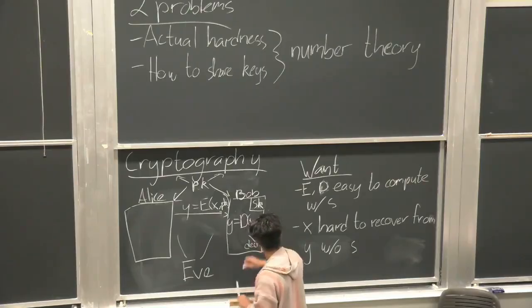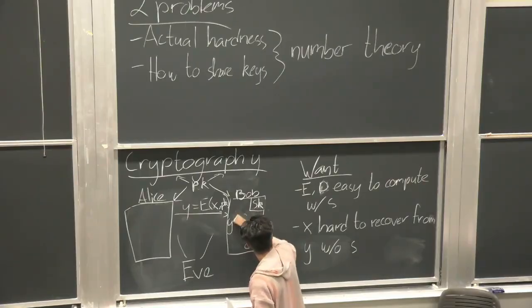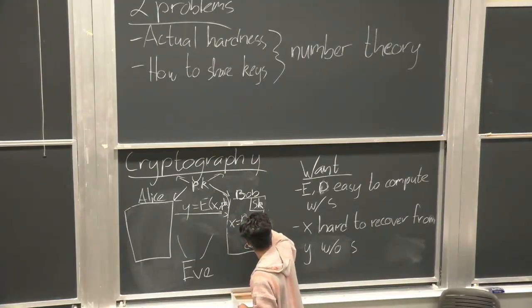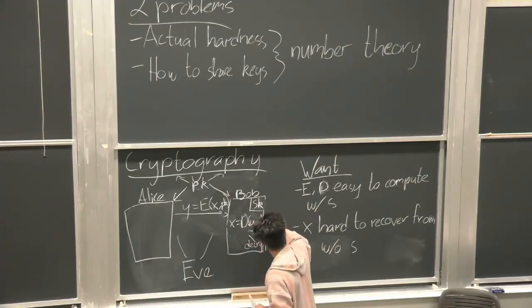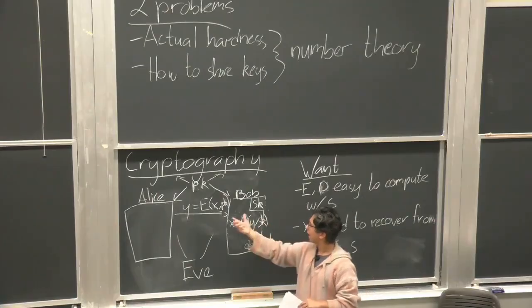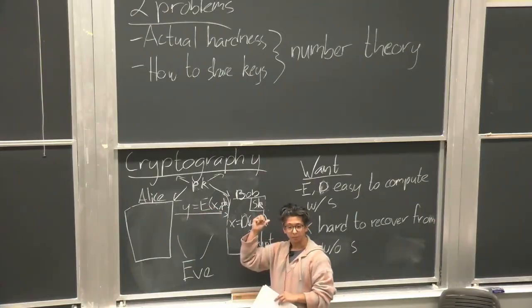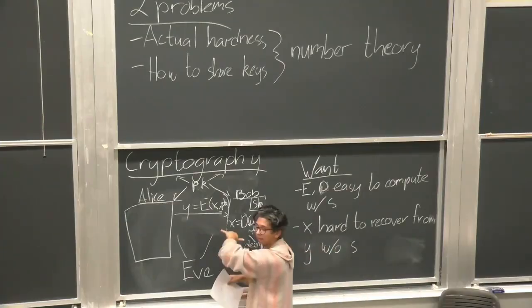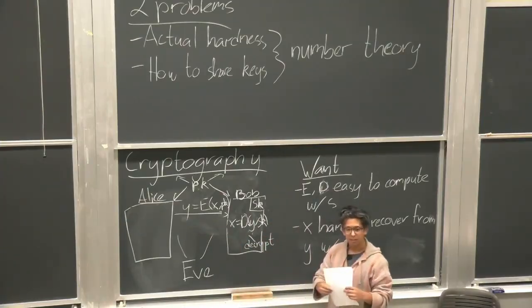D of y, I mixed up my variables there. X is equal to d of y. And Bob is using a secret key to decrypt, and Alice is using a public key to encrypt. It's kind of a magic thing. They never shared any information. They don't have any shared secret together.